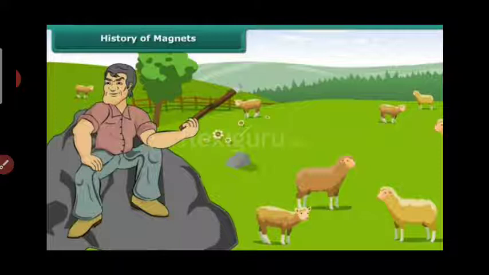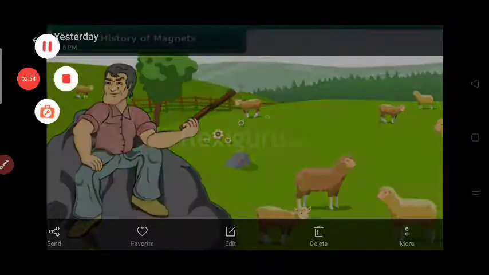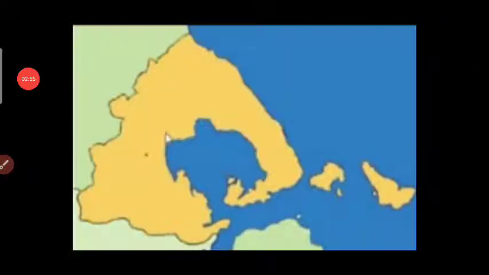So this is how the first natural magnet was discovered, and after the name of that shepherd, Magnus, this is called a magnet. So this was the first story. There is another story which says that there was a place named Magnesia in Greece. It was seen that in Magnesia many such magical stones or rocks were found which had the property of attracting certain materials. So the name magnet was given after the name of this place, Magnesia, and that is called magnet.